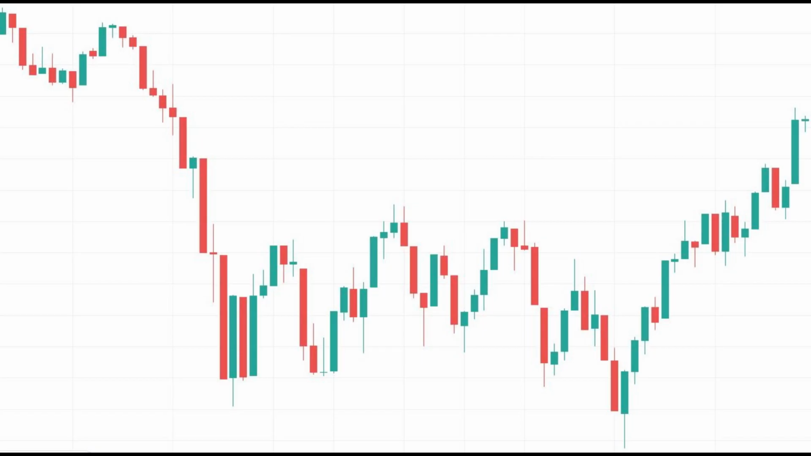A bullish piercing pattern is a two-candlestick pattern that is also called a bottom reversal pattern. It can help traders identify potential buying opportunities in the market. Here is how a bullish piercing pattern is recognized.